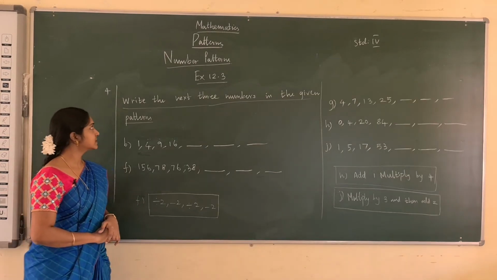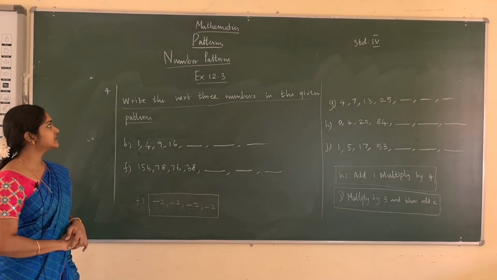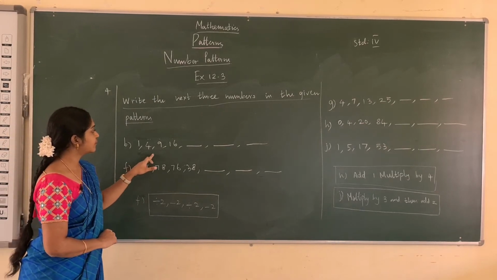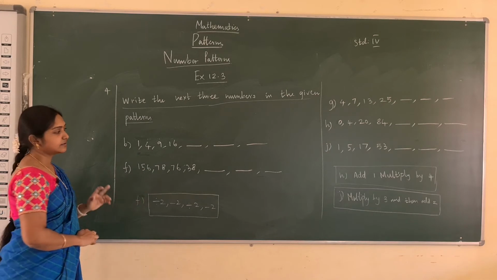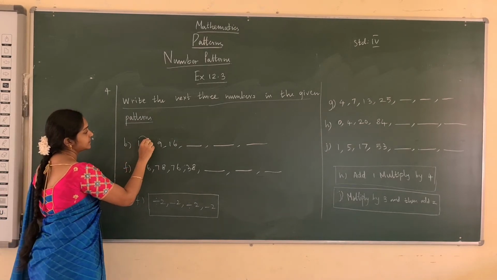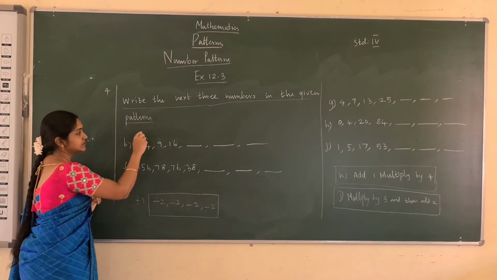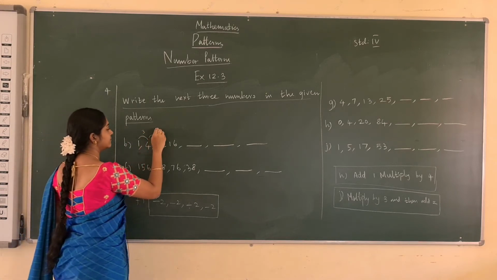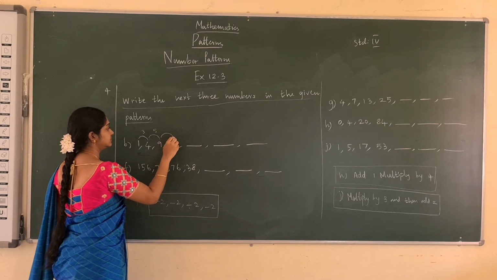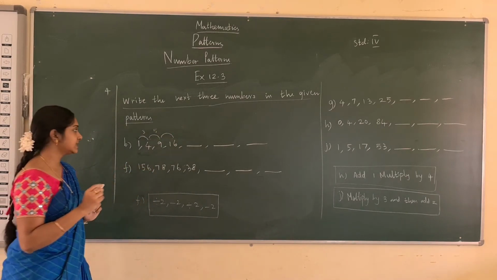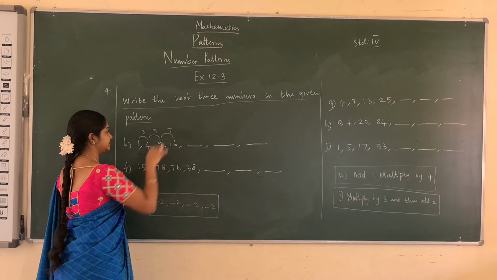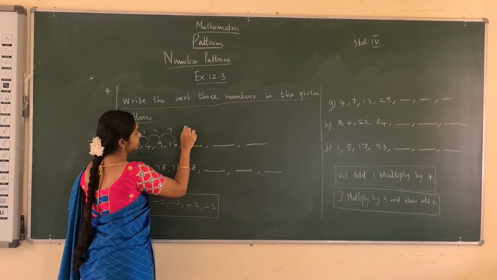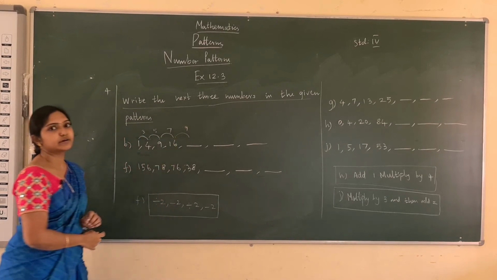The fourth problem is to write the next three numbers in the given pattern. Here the pattern is 1, 4, 9, 16. The difference between 1 and 4 is 3. The difference between 9 and 4 is 5. The difference between 16 and 9 is 7. So next the difference must be 9 because they are all odd numbers.